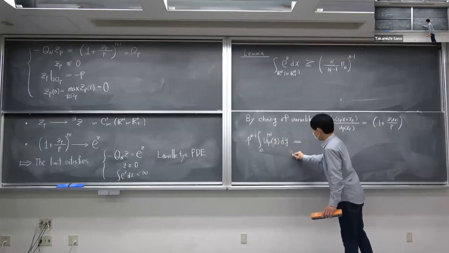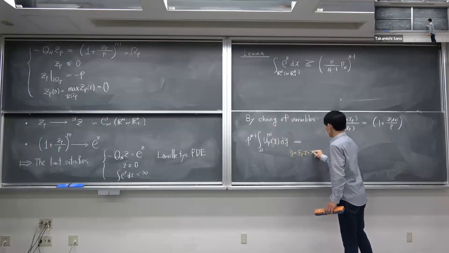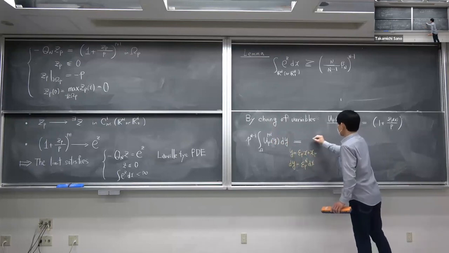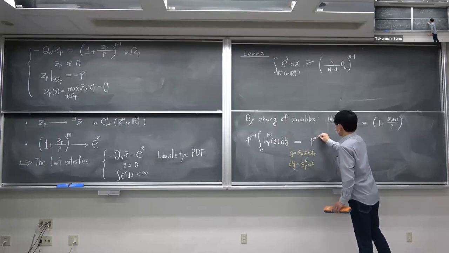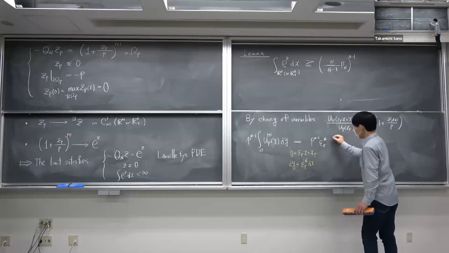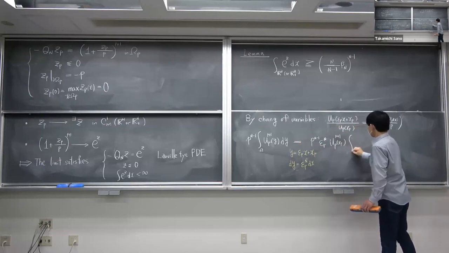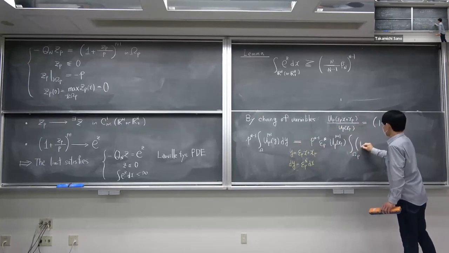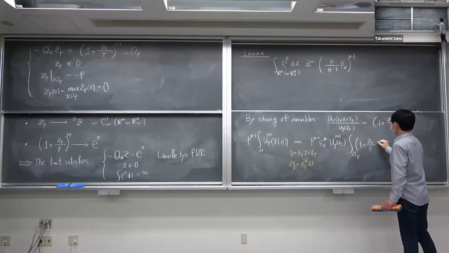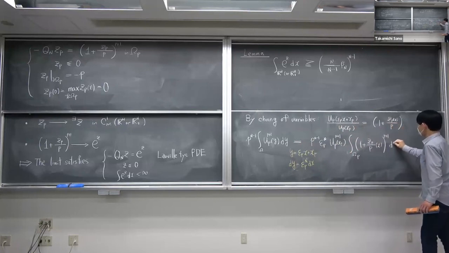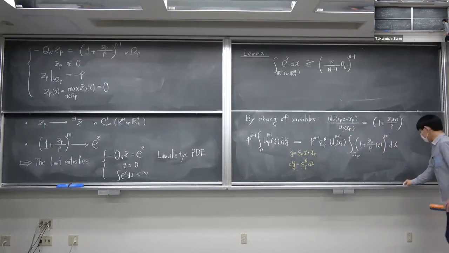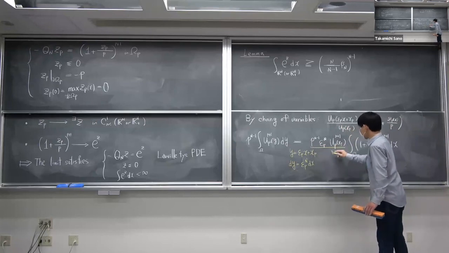This is also very elementary: y is equal to ε_p x + x_p. Then dy, with Jacobian ε_p^n dx, is equal to p^(n-1) ε_p^n, and here is u_p(x_p)^(p+1), the integral over Ω changed to Ω_p of (1 + z_p/p)^(p+1) dx. Is right. This is the change of variables. And by the definition, this is equal to u_p(x_p)^n. This one.